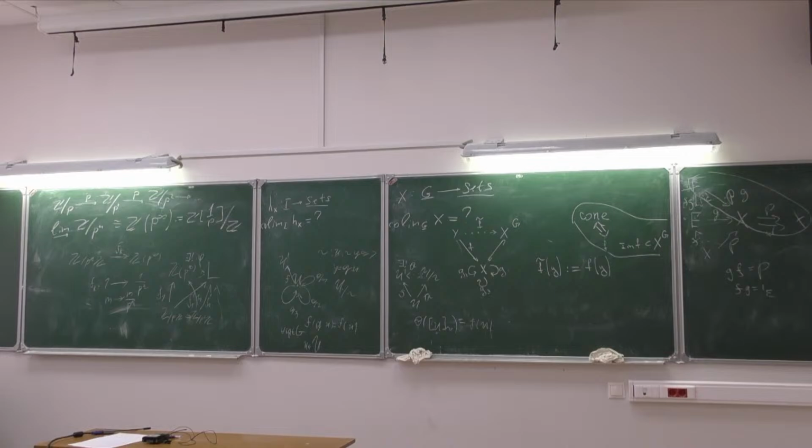X is just some object of the category. Yeah, any object. What is surprising is that you can actually compute this co-limit and give an explicit answer.